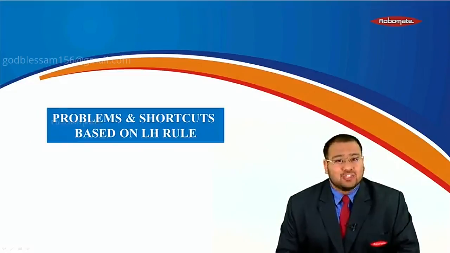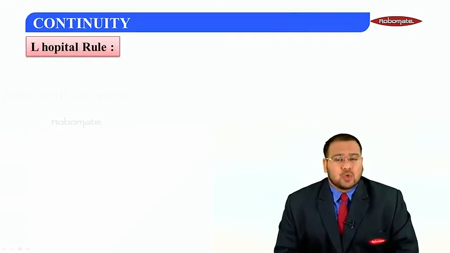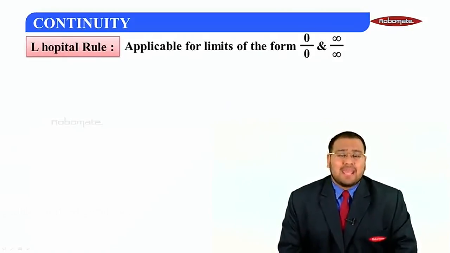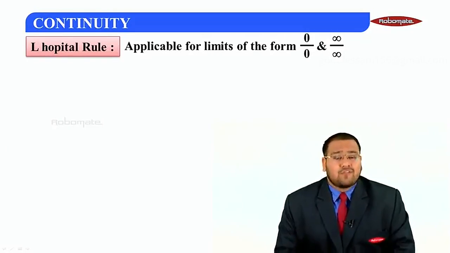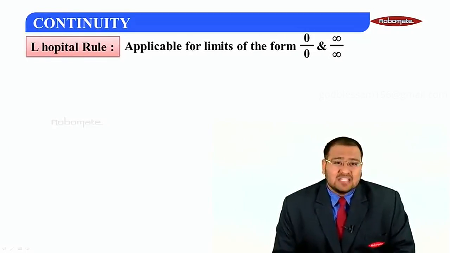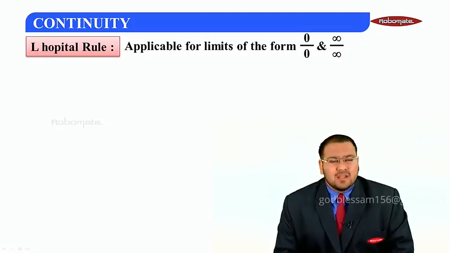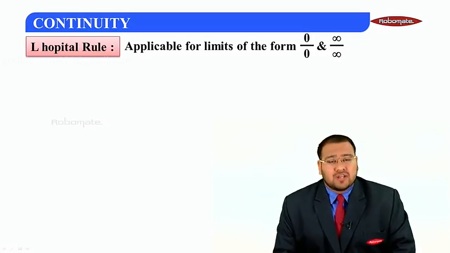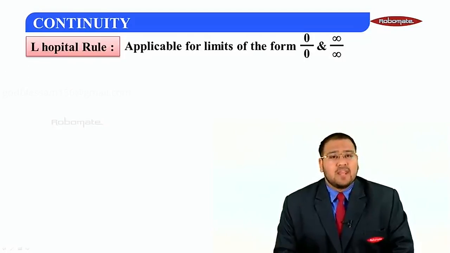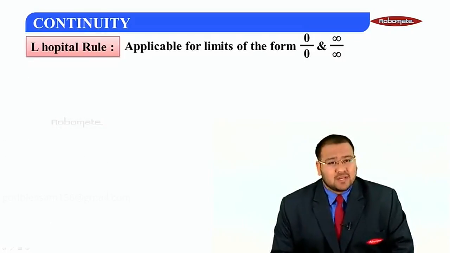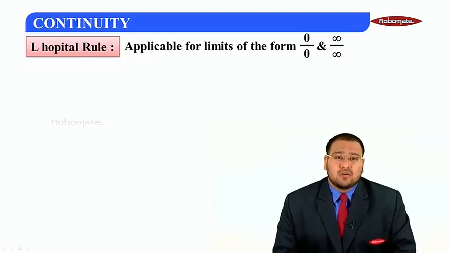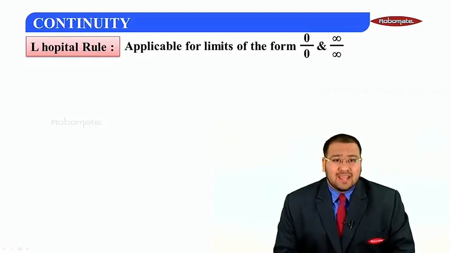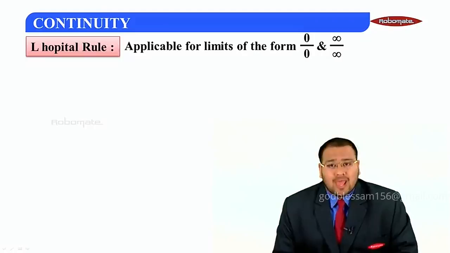It is also referred to as the LH rule. So the LH rule, or L'Hopital rule, says what? Basically, this is applicable for limits which are of the form 0 by 0 and infinity by infinity. What does it mean? If you have a function in which x is tending towards a constant, and that constant when substituted in the numerator as well as the denominator gives an answer of the form 0 by 0 or infinity by infinity, in such a case we use the LH rule.